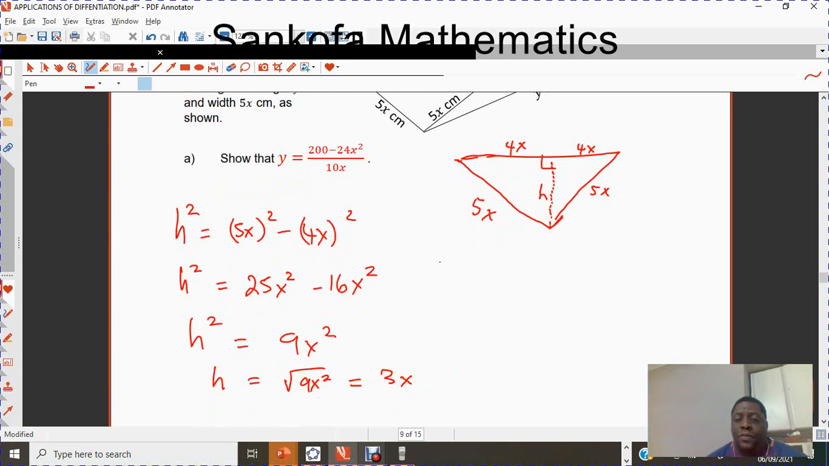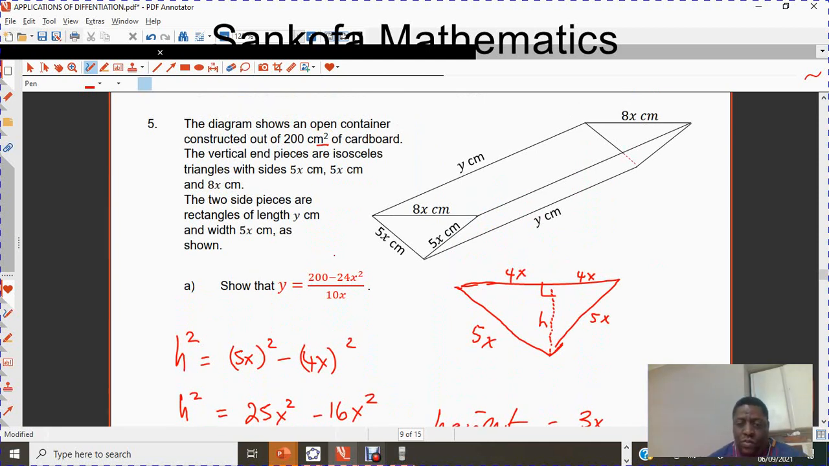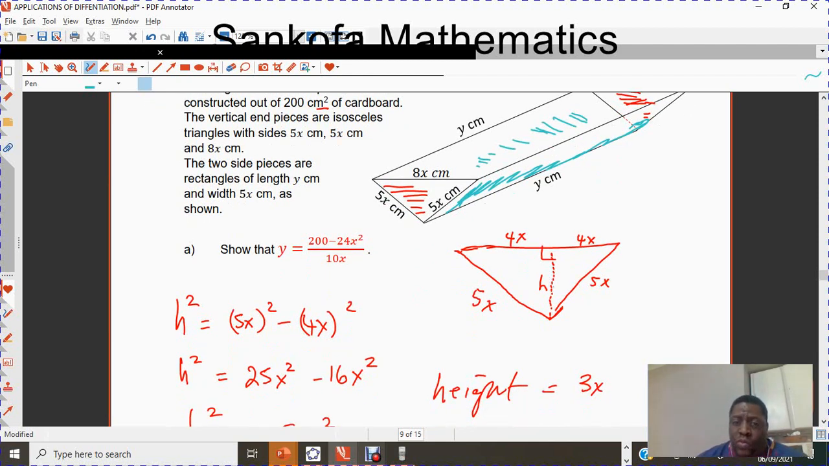So the height is equal to 3x, and we can now find the area of these two triangles. The reason why I'm doing that is because I want to find the area of everything and let it equal 200. We also know that you can find the area of the rectangles, this one here, plus the other one going down there. So I'm going to add all those areas and equate them to 200, and then I make y the subject of the formula.